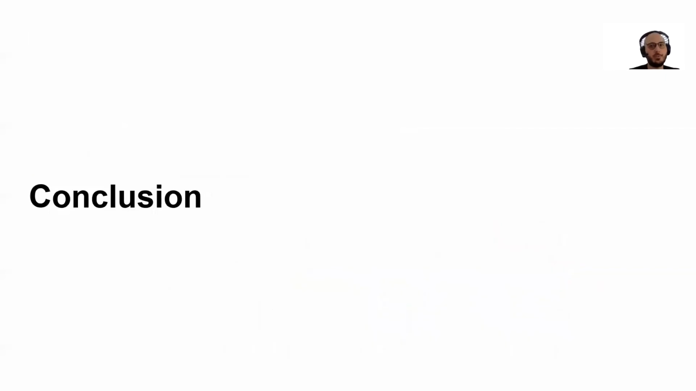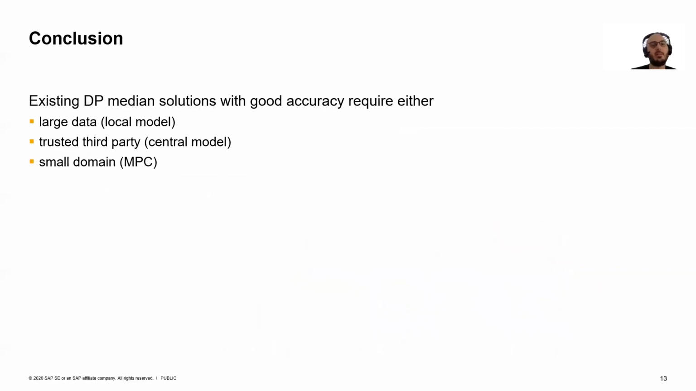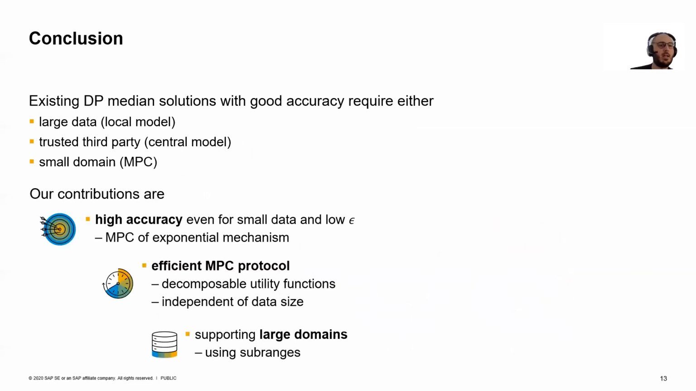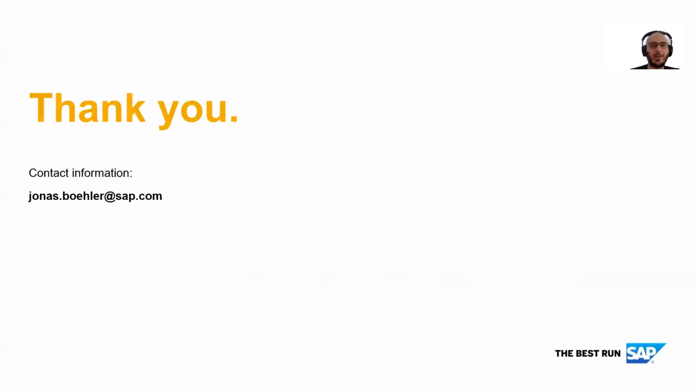And now for the conclusion. Existing differentially private median solutions with good accuracy require either large data or a trusted third party, or only support a small domain. Our contributions are high accuracy, even for small data and low epsilon, an efficient MPC protocol to achieve this via decomposable utility functions, which is independent of the data size, and we support large data domains using subranges. Thank you very much. I'm looking forward to your questions.